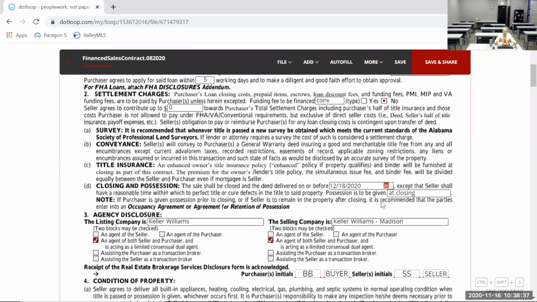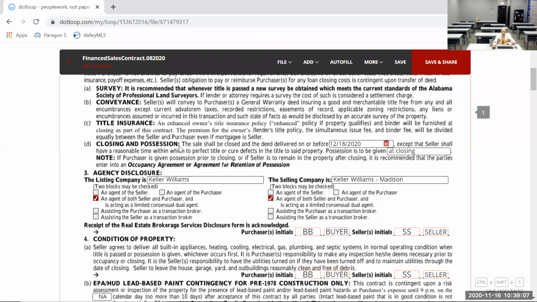However, we do not want you to be encouraged to use those, especially not occupancy agreement. I can give you a lot of nightmare stories about occupancy agreement and what could go wrong. Retention of possession is not ideal either. Sometimes you do have to use retention of possession, but it's just not ideal. So we always want to put in here possession given at closing. Everybody good on that?